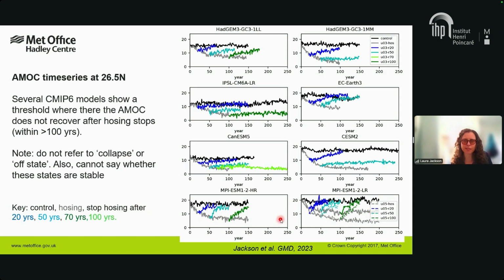It's certainly shown signs of recovering over 50 years there. But then there are a number of experiments, in these 4 different models rather, where the AMOC stays in a weak state. So this, for example, CSM2 stays in this weak state for 200 years at least. Note I'm not going to refer to these as collapse, because there are lots of different definitions of collapse. And it's not really an off state, it's a weak state. We haven't reversed the overturning. And obviously we can't say that these states are stable because we've only run them for 100, 200 years.